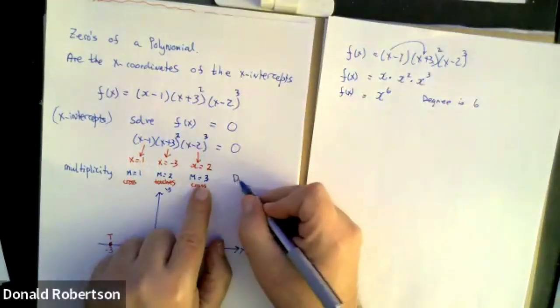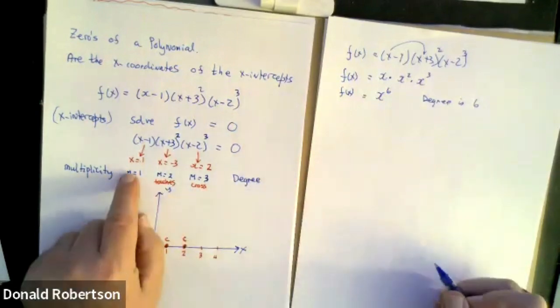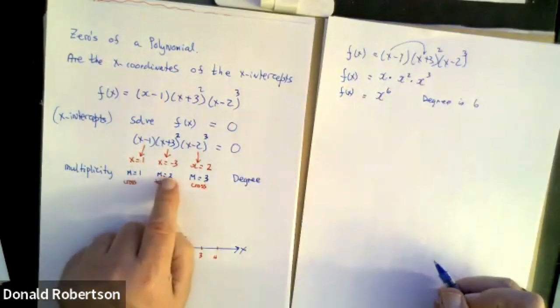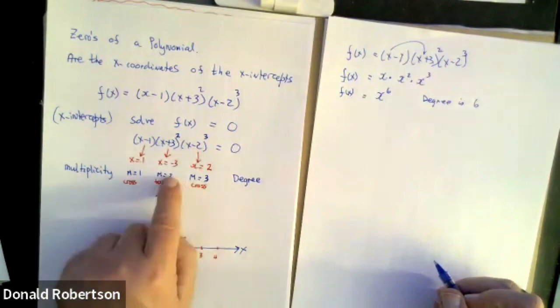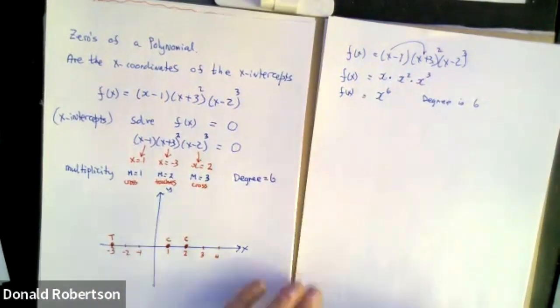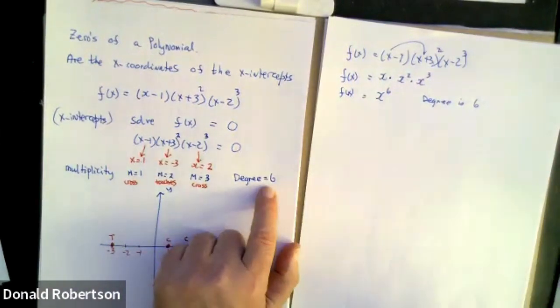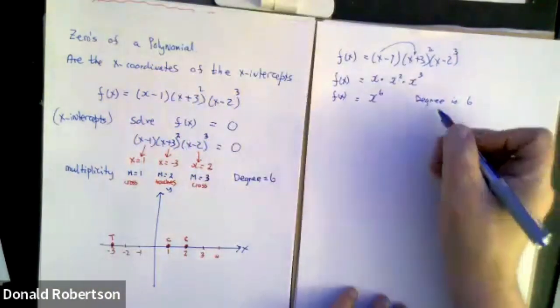You can also use multiplicity to come up with the same answer. Multiplicity of 1, multiplicity of 2, multiplicity of 3, since these are linear terms at least, 3, 2, and 1. The total multiplicity is 6, so the degree is also 6. Now I can use end behavior.